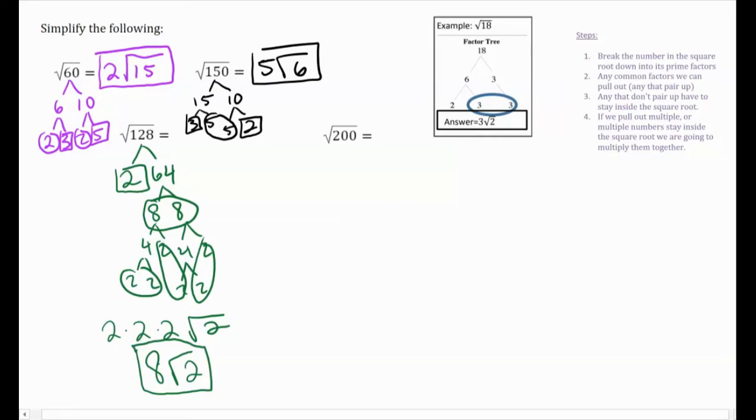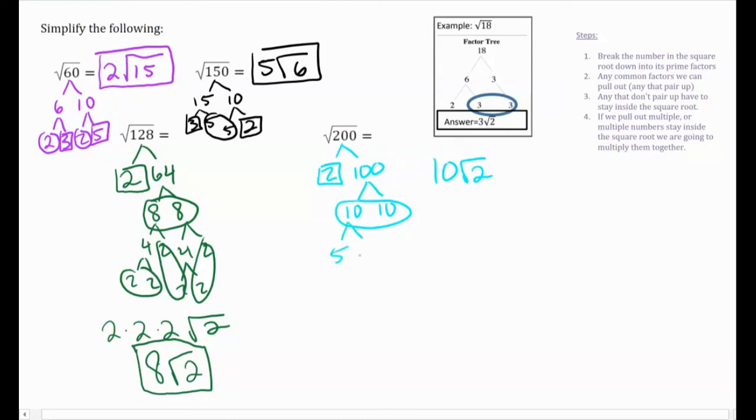Now, the last one here, I've got 200. I'm going to split this into 2 times 100. And the same thing here, I can split this into 10 and 10. And there's my pair. And what's left over is 2. So I end up getting 10 root 2. Now, this isn't prime factorization. It's really just seeing the perfect square here and pulling out that 10.